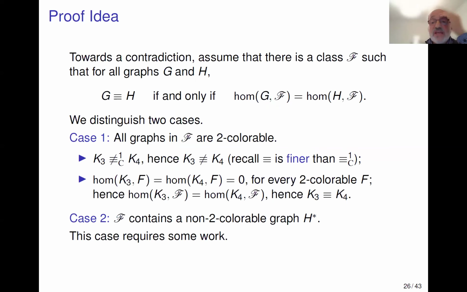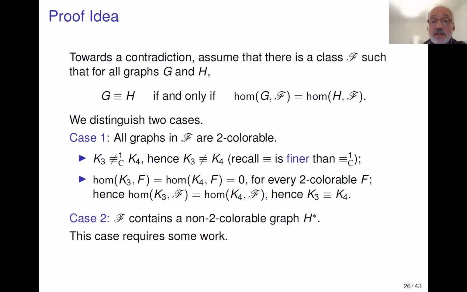Okay, so this is the result, and I want to give you a sense of how this result is proved. It's proved by contradiction. So you assume that there is a class F, so that for all graphs G and H, G is equivalent to H if and only if G and H have the same right profile restricted to F. And remember, this equivalence relation is finer than C1 equivalence and coarser than CK equivalence from some fixed k. There are two cases to consider.